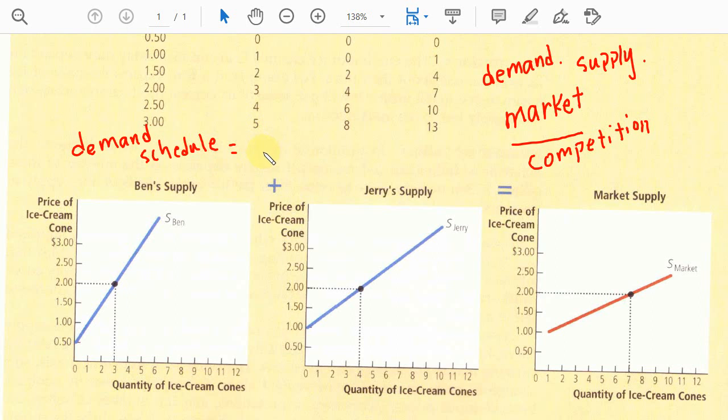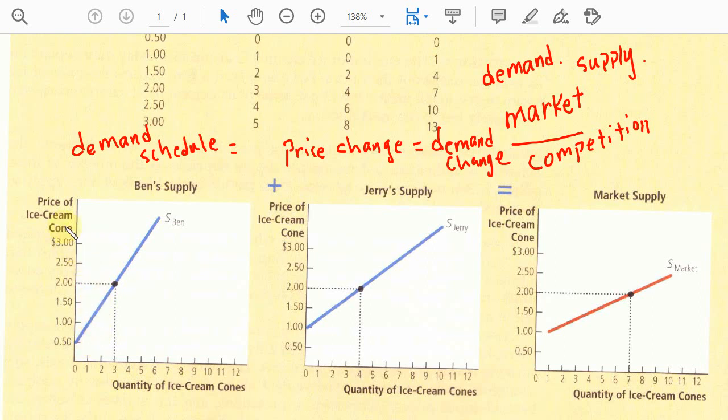If I say this in brief, if the price changes, demand changes. This is a basic principle, as you can see here. The quantity of ice cream cones, as an example, is shown here.